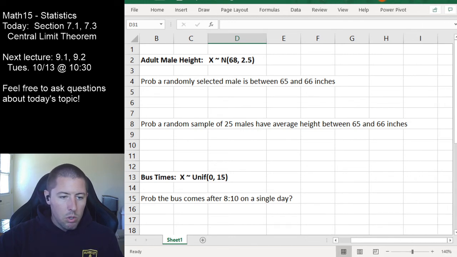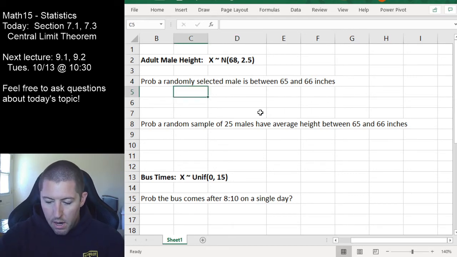Okay, cool. We're actually right where I wanted. So here we are in Excel. We've got adult male height here. The probability that we're between 65 and 66 inches is going to be the probability that 65 is less than x is less than 66.